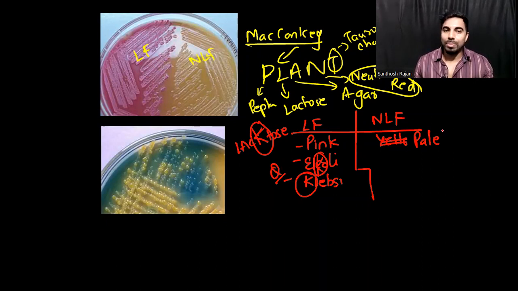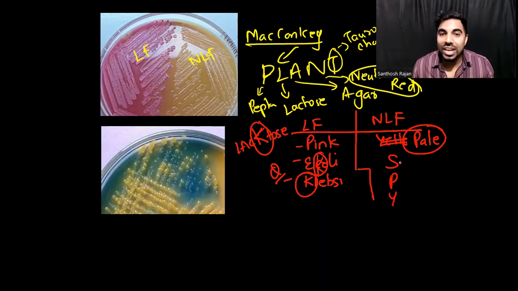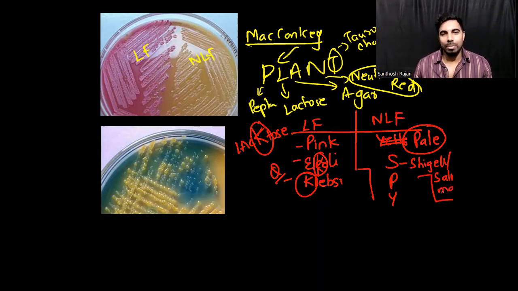Non-lactose fermenters are pale. Who is pale? Spies are pale. They are very pale. Yes, Shigella and the other one is Salman. Salman Bhai these days is very pale; I don't know why, he's not eating well. Say Shigella Salman: Sheila Aunty and Salman, both are pale. They are non-lactose fermenters.